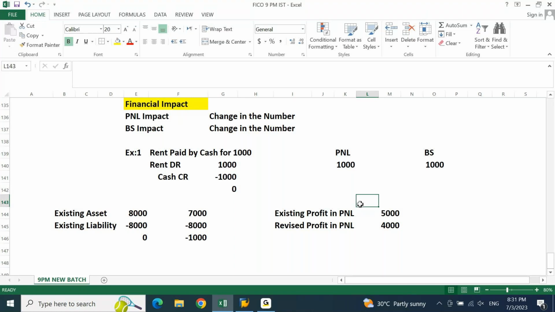Your profit has come down. So in the existing liability, you are considering profits of 5,000. Now your profits have come down from 5,000 to 4,000. What is the difference in your profit? 1,000 reduced. This profit will be reflected on the liability side of your balance sheet. If your existing liability is 8,000 and your profit has come down by 1,000, you have to reduce 1,000 from it, which means this will now become 7,000. Correct?